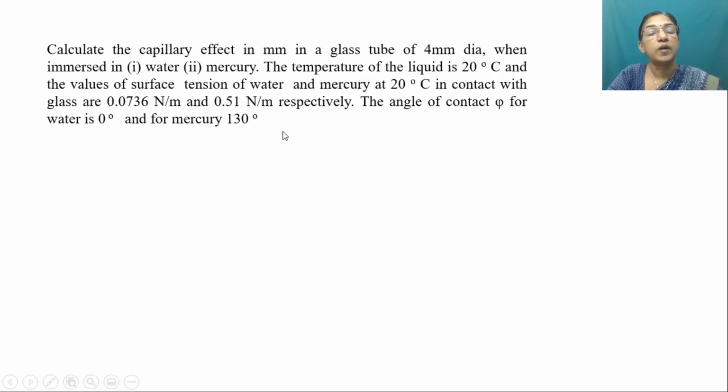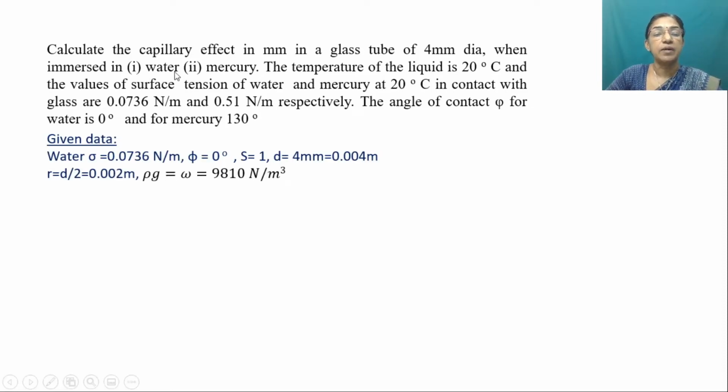Before doing the problem, we have to copy down all the data. There are two liquids available. You should know the specific gravity of the liquids. For water, the specific gravity equals 1, and for mercury, the specific gravity equals 13.6. All units should first of all be converted into the relevant unit. Then the next part is to get the value of capillary rise for water as well as for mercury.